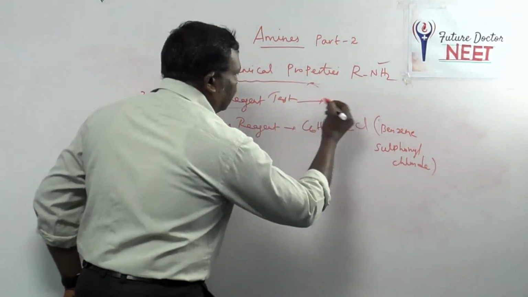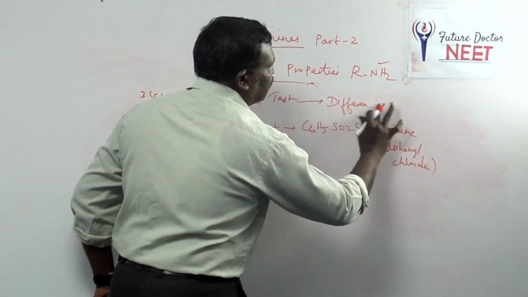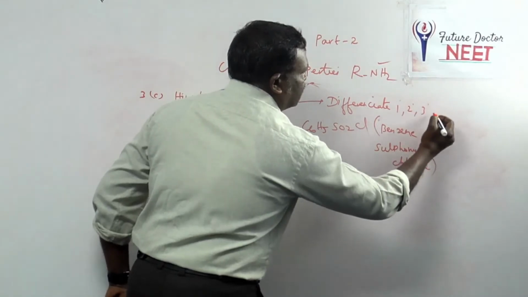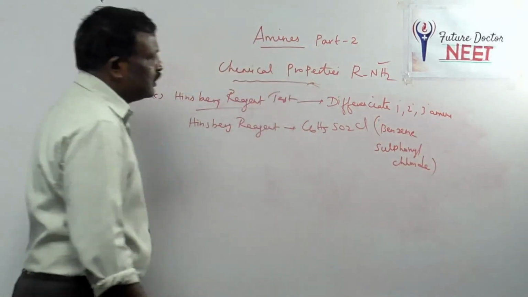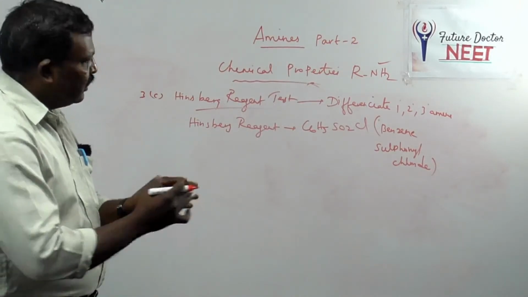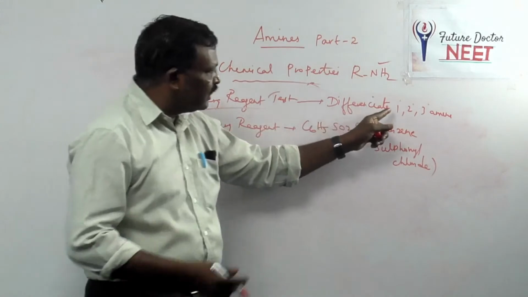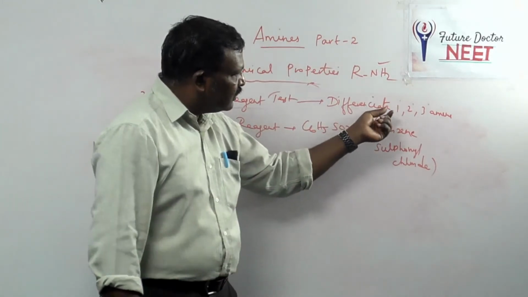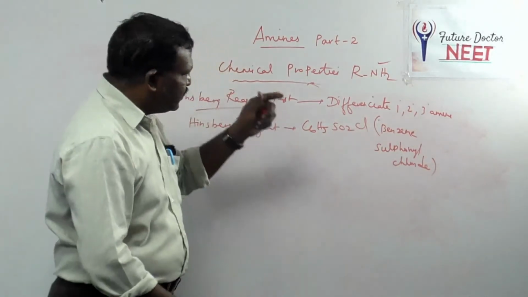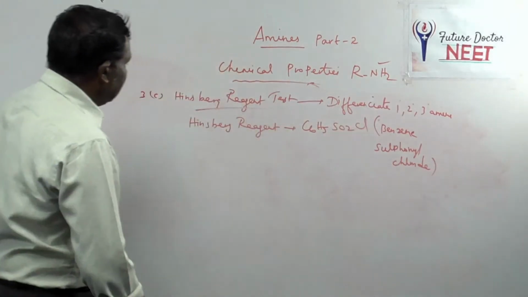This test is used to differentiate primary, secondary and tertiary amines. Suppose you are given primary, secondary and tertiary compounds. If you add this reagent, primary gives some compounds, secondary gives some compounds, and tertiary gives some compounds, so we can differentiate. This is the only test to differentiate all kinds of amines: primary, secondary and tertiary.